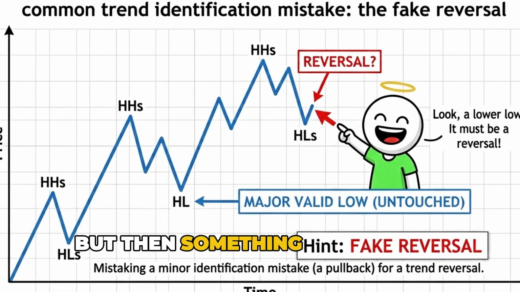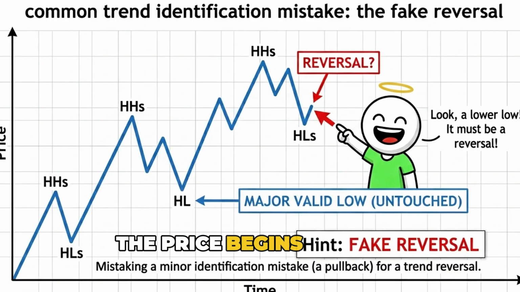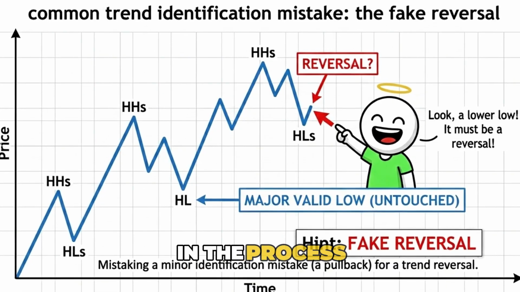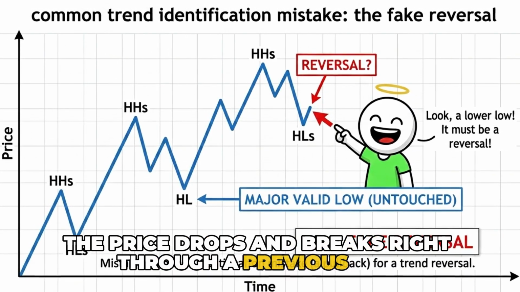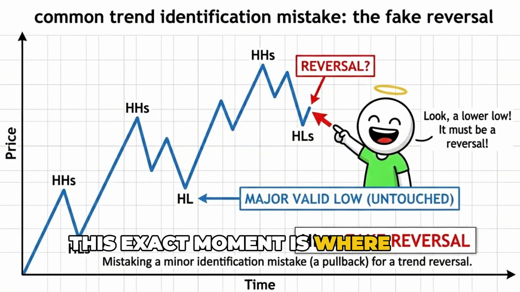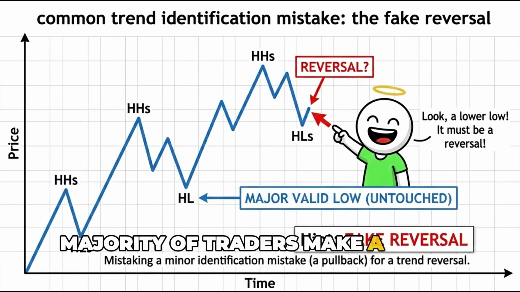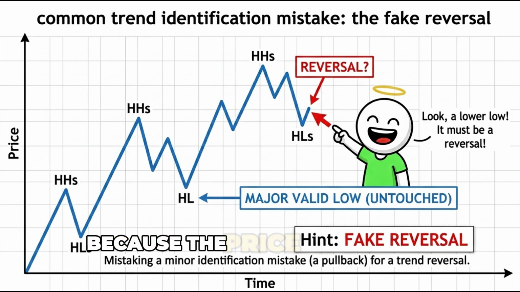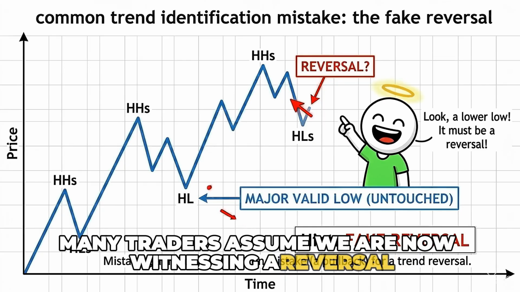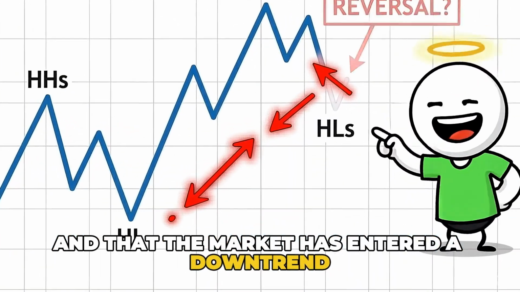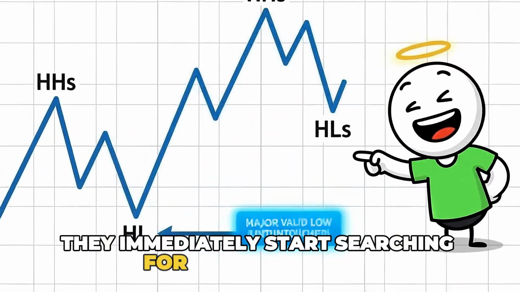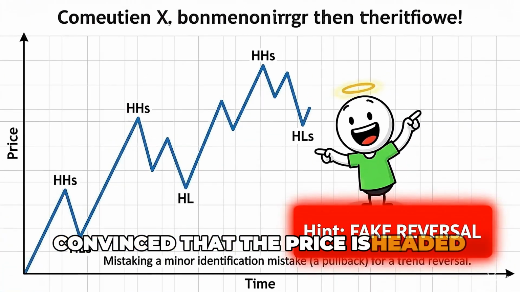But then something interesting occurs. The price begins to head downward. In the process, the price drops and breaks right through a previous low. This exact moment is where I see the vast majority of traders make a fatal mistake. Because the price broke that specific low, many traders assume we are now witnessing a reversal and that the market has entered a downtrend. They immediately start searching for short positions, convinced that the price is headed much lower.